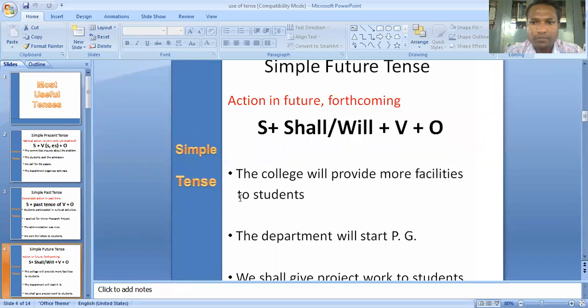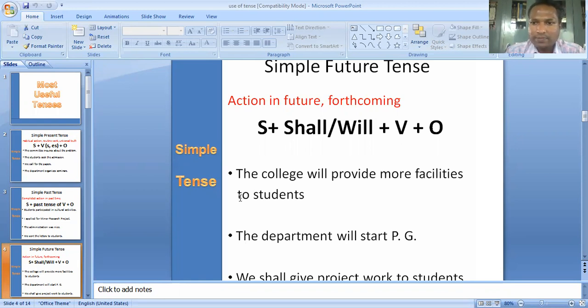Yes, come on, read. Subject plus shall will plus verb plus object. Good. We use shall for I and we. I आणि we या दोघांच्या नंतर shall वापरायचा, बाकीच्या नंतर will वापरायचा. एवढं सिंपल आहे. ठीक आहे? I repeat, use shall for I and we. ठीक आहे? आणि बाकीच्यांना will वापरायचा.